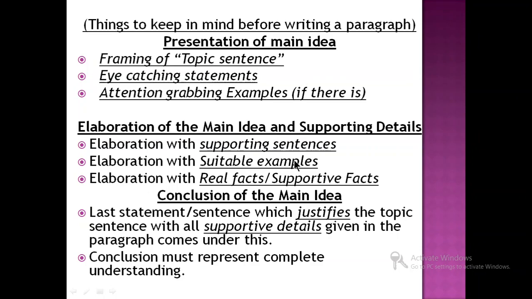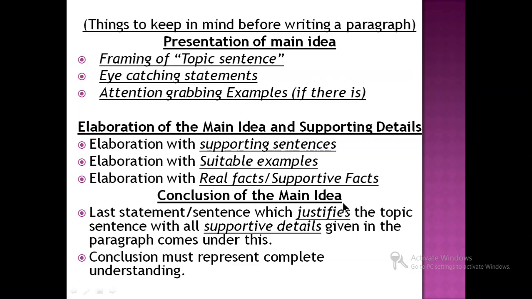And the third one is elaboration with real facts or supportive facts. Any fact or evidence which you have in your mind which can help you elaborate the main idea, you should use that. Ultimately, all these things will achieve the attention of the reader commonly. Okay, is that clear? Let's move on to the third stage, and that is conclusion of the main idea.